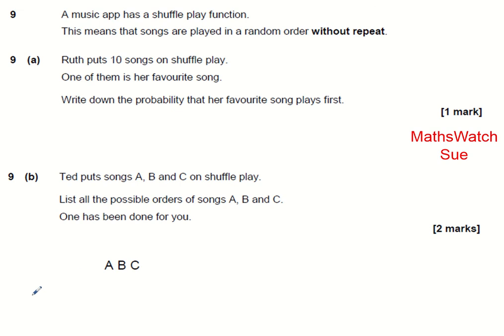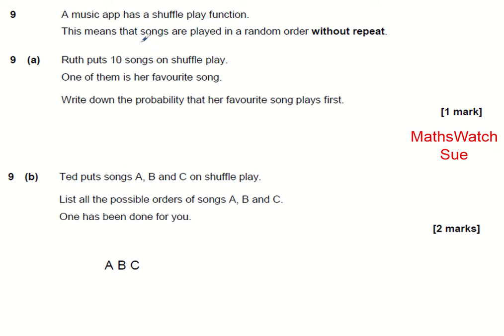Question 9. A music app has a shuffle play function. This means that songs are played in a random order without repeat. Part A. Ruth puts 10 songs on shuffle play. One of them is her favourite song. Write down the probability that her favourite song plays first.